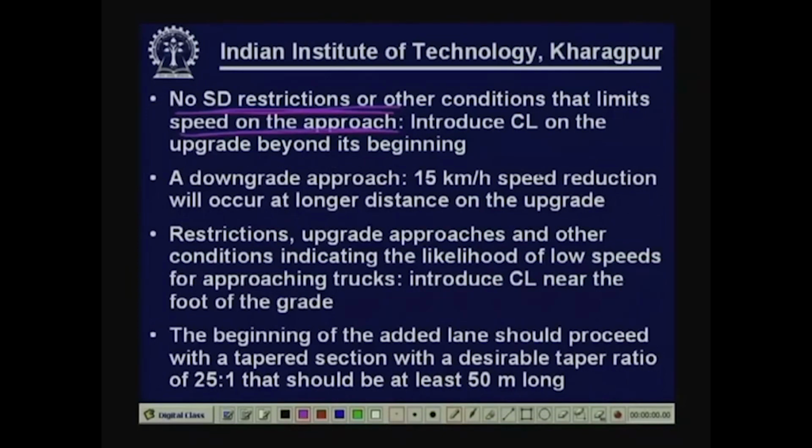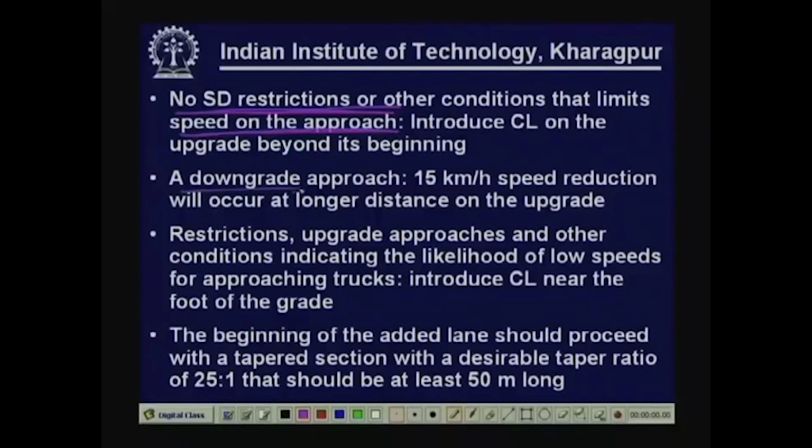That means the climbing lane need not be introduced right at the beginning of the grade. Why? Because the approach speed is sufficient. So, you do not expect an immediate reduction in speed of more than 15 km/h. So, there is no necessity to provide a climbing lane immediately.